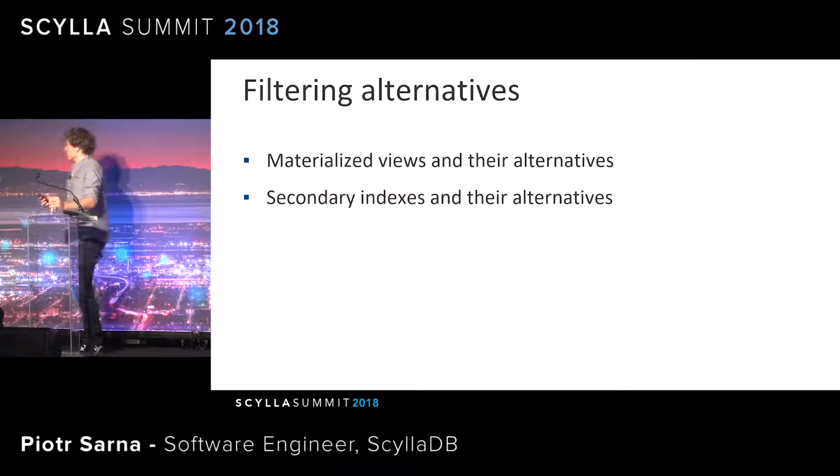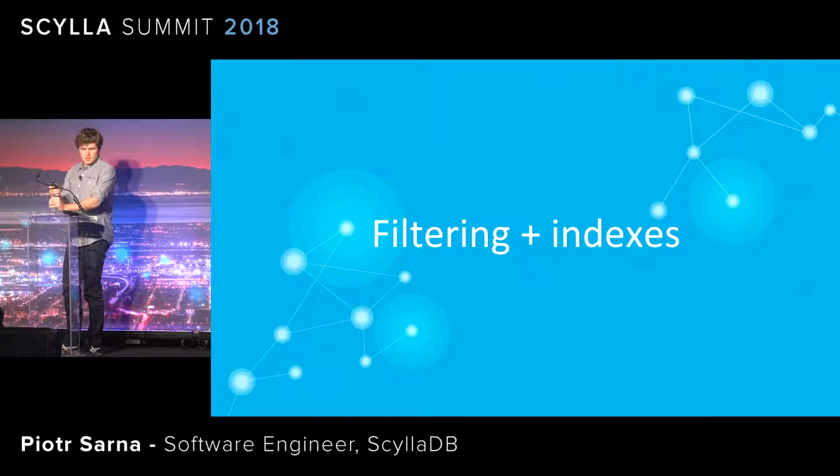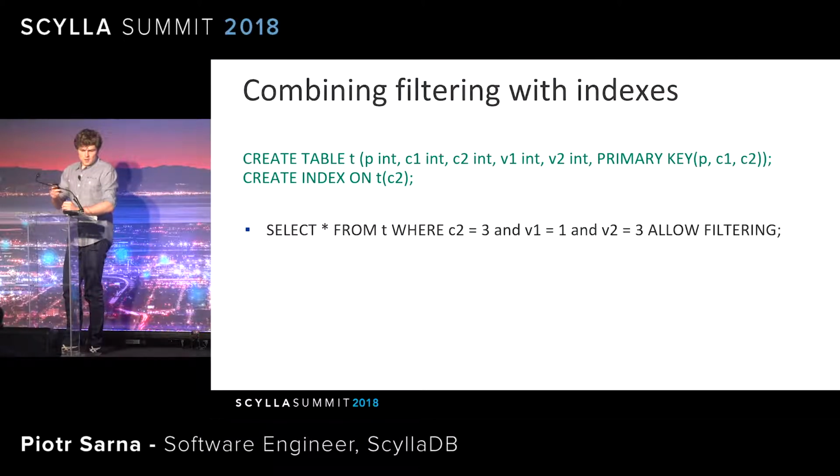All right. What are the alternatives for filtering? First of all, materialized views in some cases, also secondary indexes you could use, and their alternatives, so schema redesigns, and client-side filtering, whatever. But filtering and indexes are not only alternatives, they also cooperate together very well. Here are some examples of how we can combine filtering with indexes.